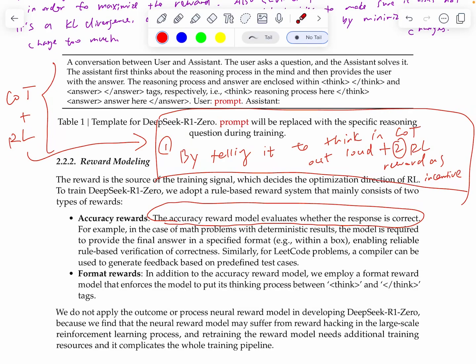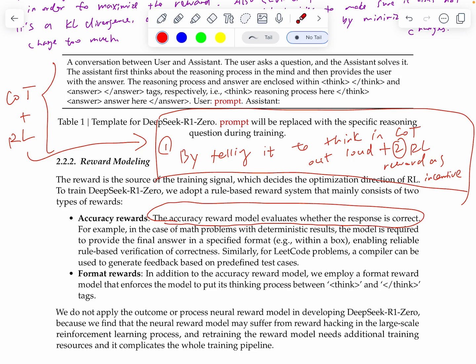Essentially, here we have this template for this R1-Zero model. It says the conversation between user and assistant: the user asks a question, then the assistant solves it. They ask the model to first put the thoughts between the think and slash think tokens, and then also put the answer between the answer tokens. That is the structure of this workflow.